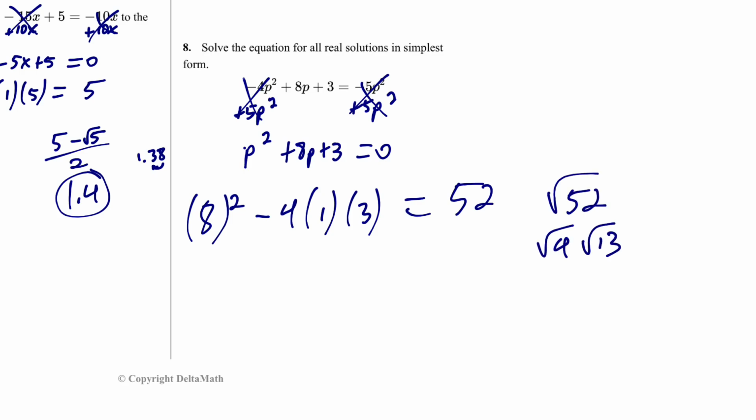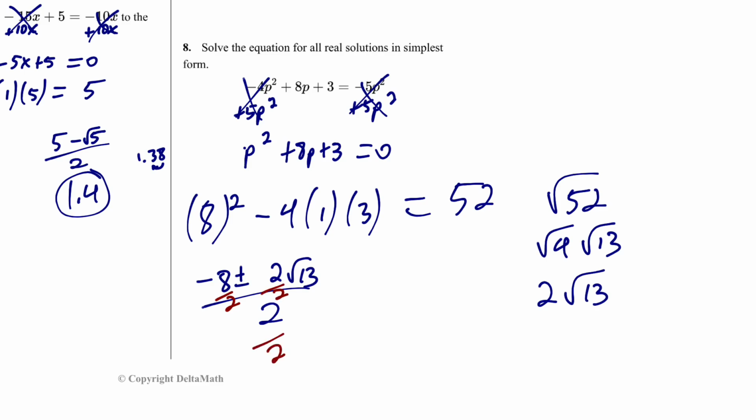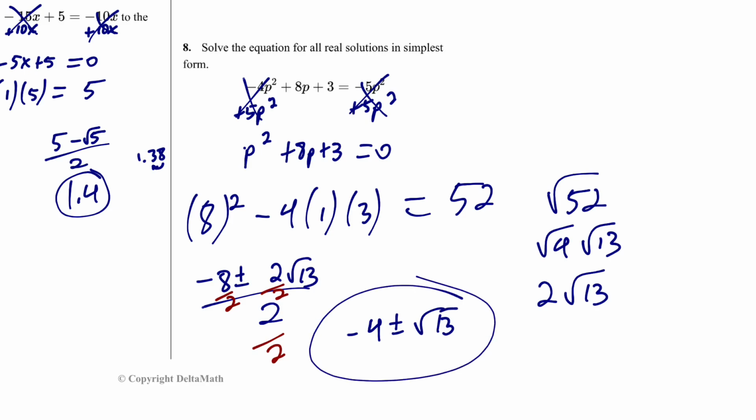You can split it into the perfect square factor of 4 and 13. So this turns into 2 root 13. So this is negative 8 plus or minus 2 root 13 all over 2. If I divide everything by 2, nice thing happens here. This turns into negative 4 plus or minus root 13. Here's my final answer.